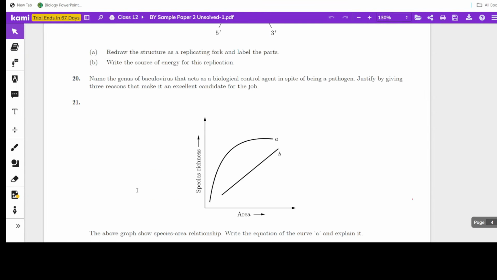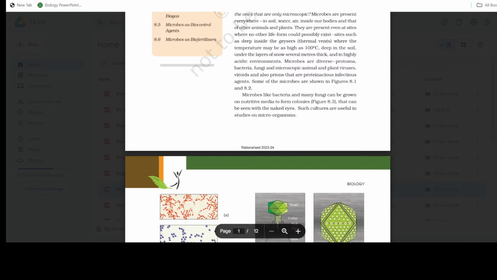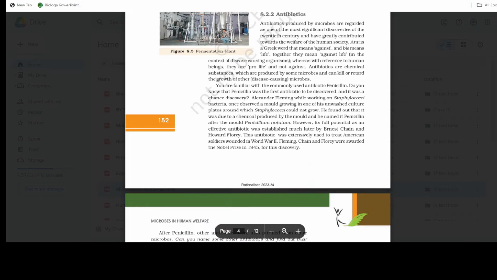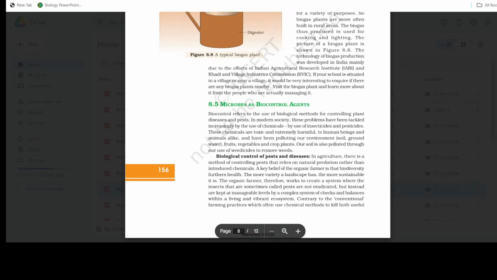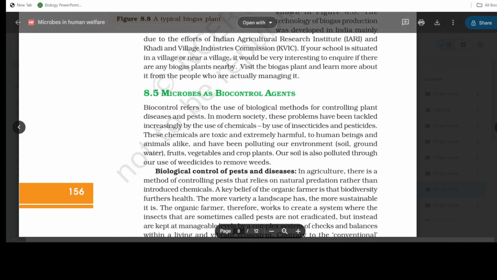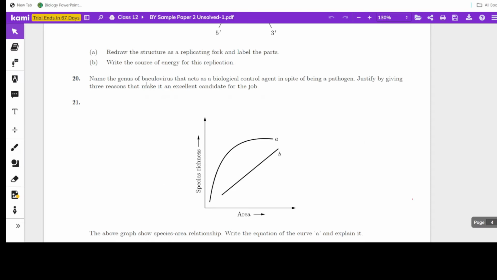Next question. Name the genus of baculovirus that acts as a biocontrol agent in spite of being a pathogen. Justify by giving three reasons that make it an excellent candidate for the job. So microbes in human welfare, let's take the chapter. In microbes in human welfare chapter, as the question is something regarding the biocontrol agent, we shall take the subtitle biocontrol agent. Yeah, here. Microbes as biocontrol agents. So let's read the question once again. Name the genus of baculovirus that acts as a biocontrol agent in spite of being a pathogen.